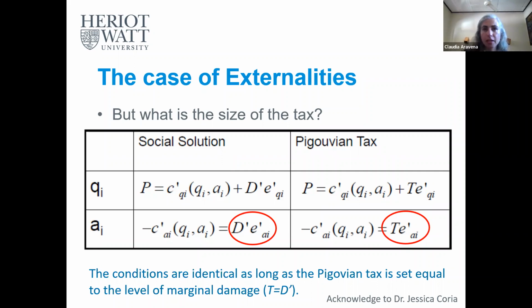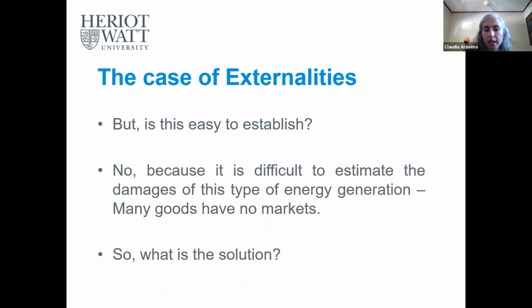Next question, what is the amount of the tax? And this is telling you that the amount of the tax has to be equal to the damage of the energy production by fossil fuels. What is the next question then? What is the amount of that damage? We need to know now, in order to implement the policy instrument to get an efficient market, what is the size of that damage?